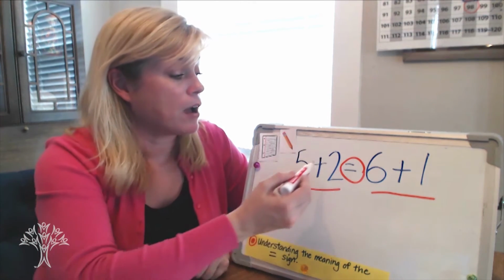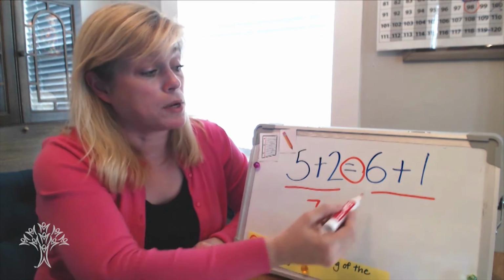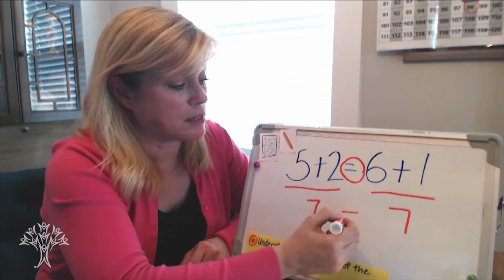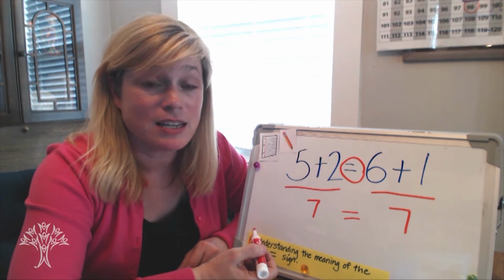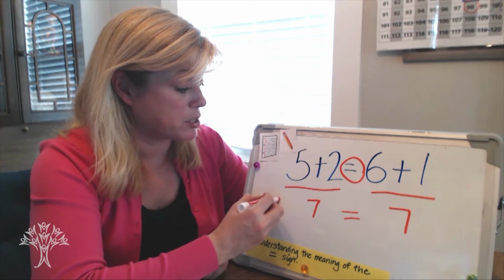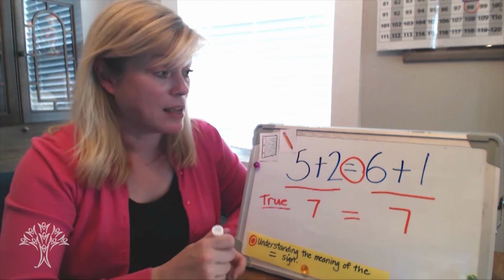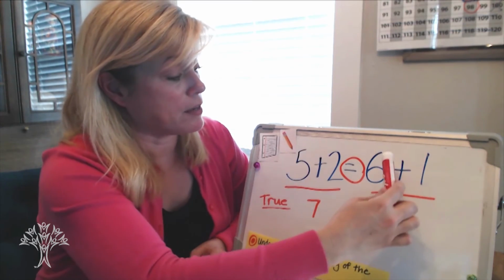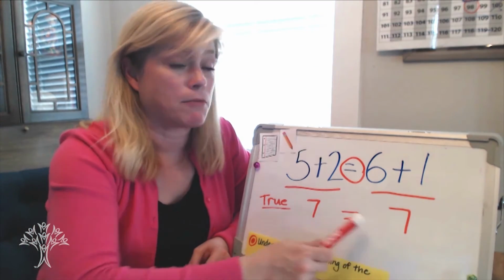So let's take a peek. If I know 5 plus 2, what is 5 plus 2? 7. What is 6 plus 1? 7. If I bring my equal sign down, is 7 the same as 7? It is. So is this true or false? This equation or expression is true. 5 plus 2 is the same as 6 plus 1. It doesn't look the same. This side makes 7, and this side equals 7. It doesn't look the same on both sides, but they both have the same value.